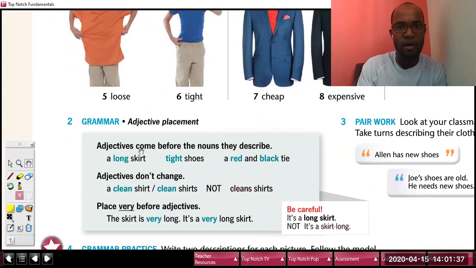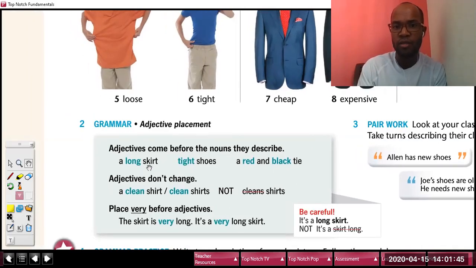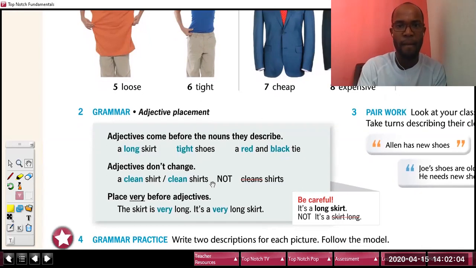Okay, in this part, adjective placement: adjectives come before the nouns they describe. For example, long skirt, a long skirt. We don't say like in Spanish, skirt and then long. No, we say first the adjective, long, and then the noun that you are describing. Tight shoes, etc., right?